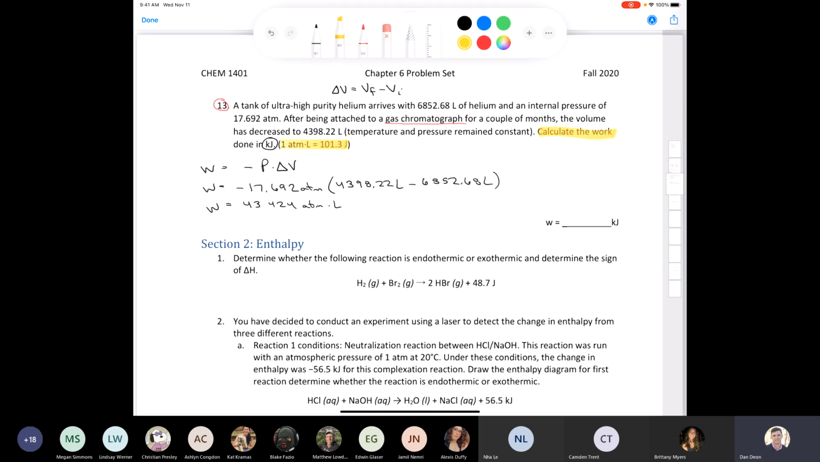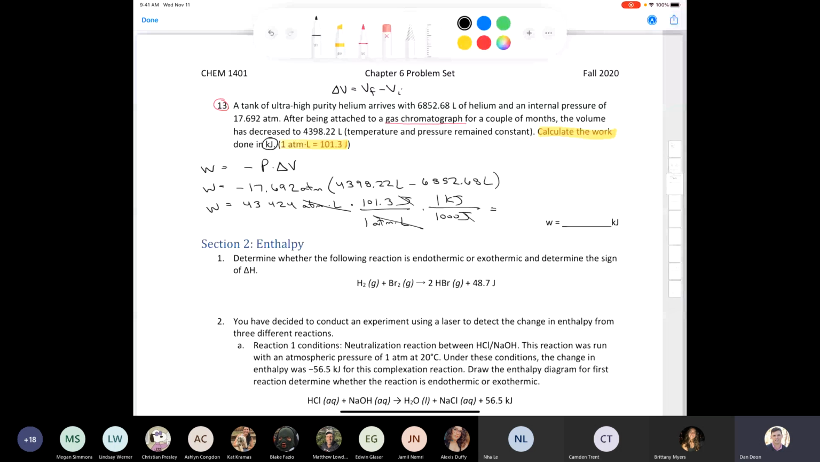Now, we're trying to calculate work in kilojoules, but luckily they've given us a conversion factor to convert atmosphere liters into joules. And so if we multiply that by the conversion factor, 101.3 joules per 1 ATM liter, that would give us the answer in joules, but we know that there are 1,000 joules in 1 kilojoule.